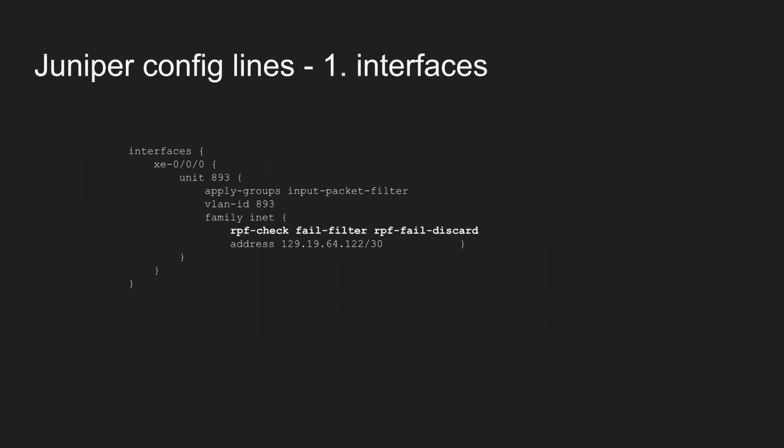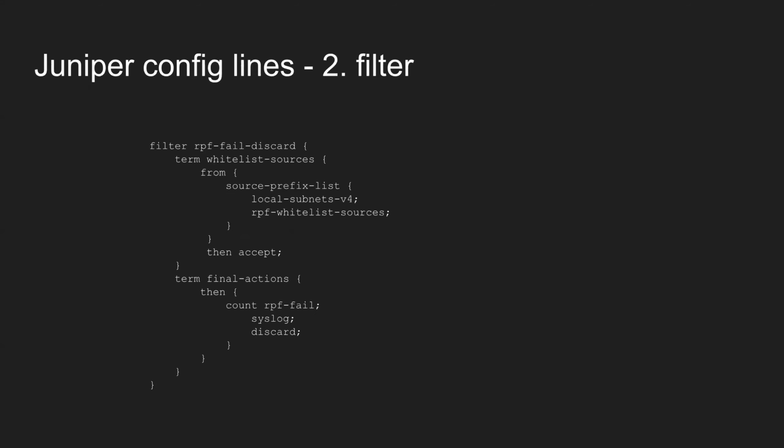So if you're going to go off and start implementing this, what does it look like? Well, here's what you do on your interfaces in order to turn on reverse path forwarding. That line that's highlighted there, the RPF check, fail filter, RPF fail discard. What that means is apply RPF checking, and the filter that you should use to do the checking is named RPF-fail-discard. So this is the thing that you do on each of your interfaces to turn on RPF, and that RPF fail discard filter looks something like this. Ours is a little bit longer than this, but I've whittled it down to make things fit on the slide and be nice for this presentation.